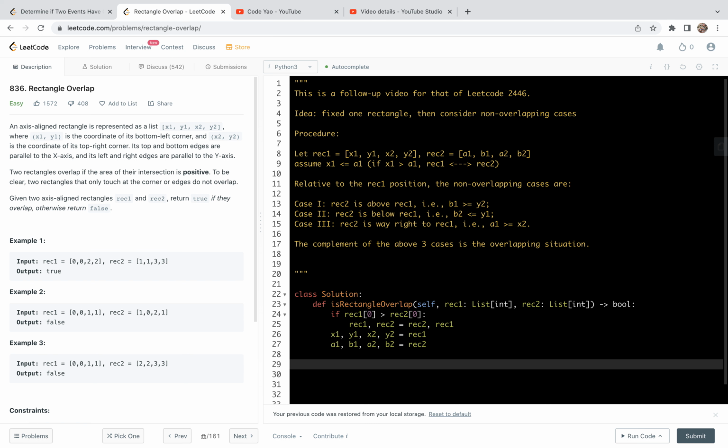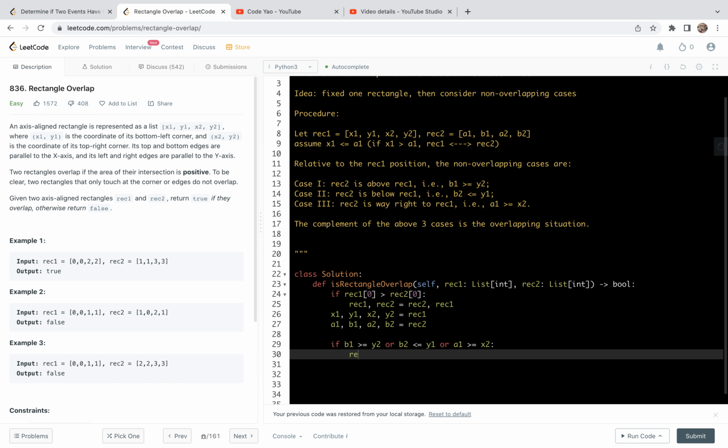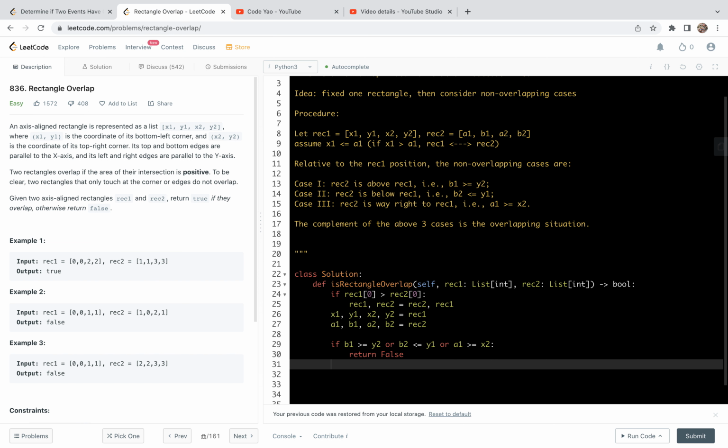And then let's consider the non-overlapping case. If b1 is greater than or equal to y2, or b2 is less than or equal to y1, or a1 is greater than or equal to x2, in this case there is no overlapping, so we're going to return false. Otherwise, we're going to return true. That's the logic, right? Here the problem is not the coding, but the method to analyze the problem.